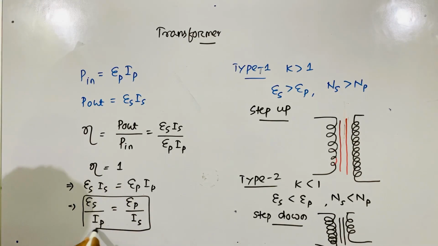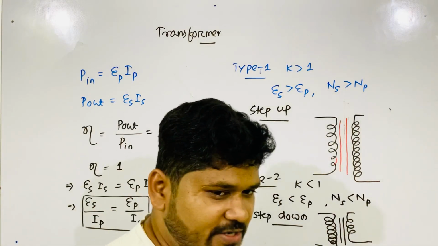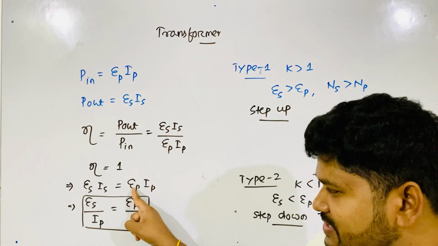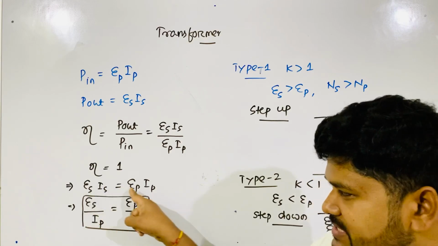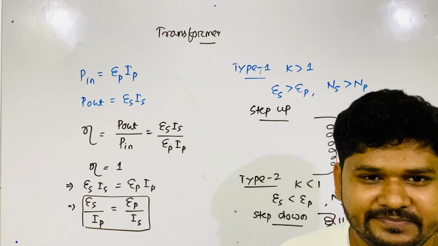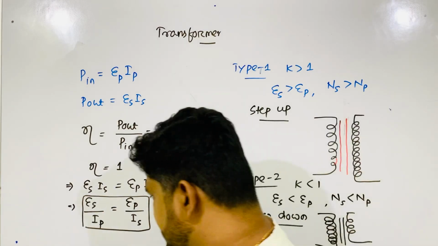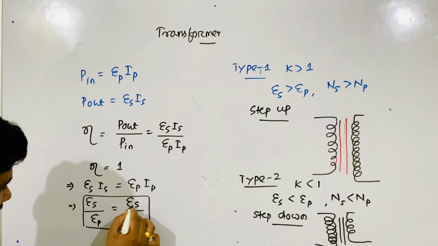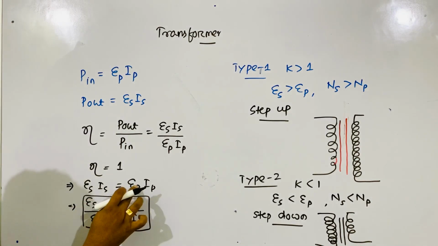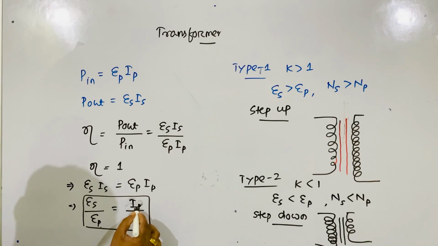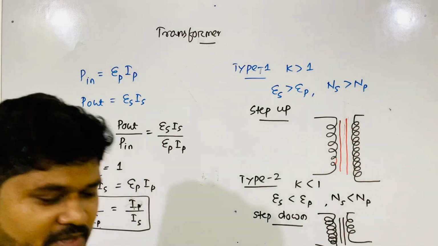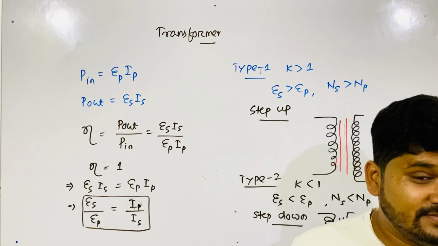Right? So what do you mark from this? What I have told you from the starting: ES IS is equal to EP IP, which means voltage and current are inversely related. I can write it like this: ES by EP is equal to IP by IS. Both are inversely related, as I told from the starting.